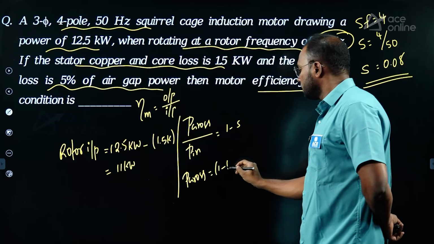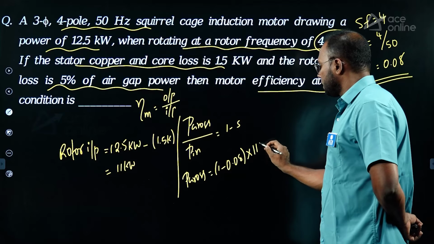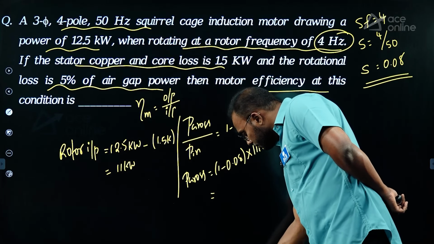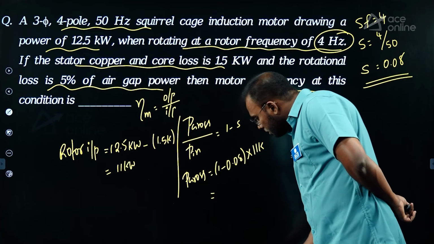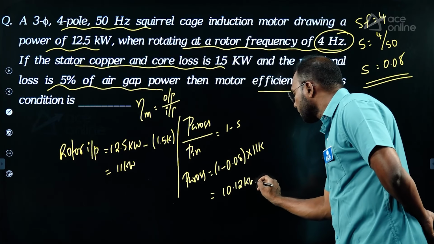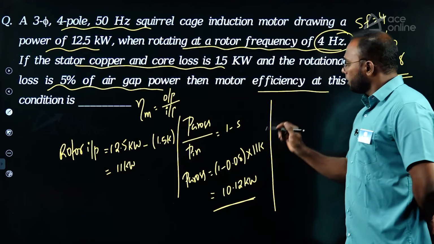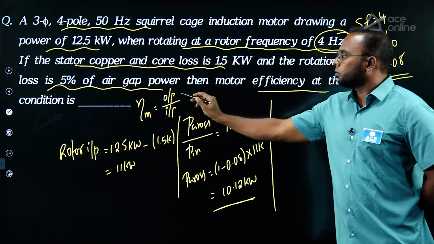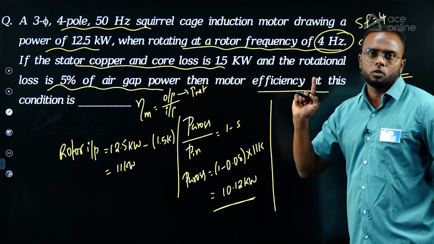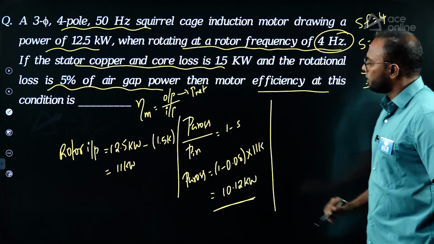Now substitute here. 0.08 into rotor input power. 11K it is. Then what is the gross mechanical power? Calculate. It is coming 10.12 kilowatt it is. 10.12. This is the gross power. But if you want to find motor efficiency, we need net power. This output is nothing but net. And that net we can find from gross if you know rotational loss. What is the rotational loss here? 5% of air gap. No?